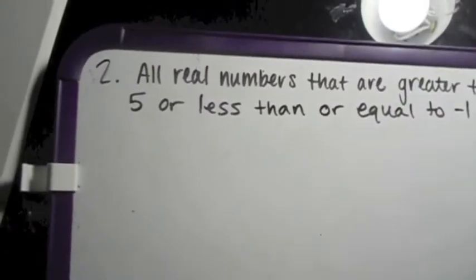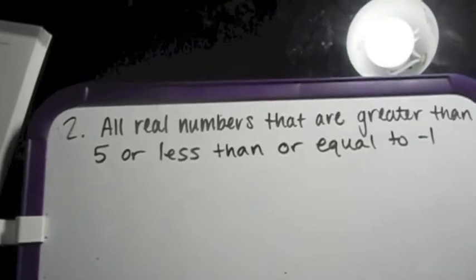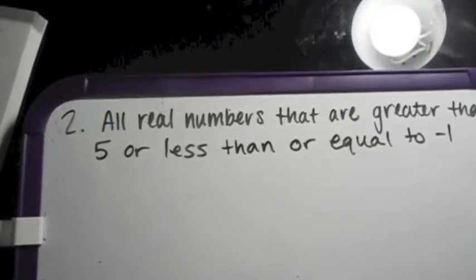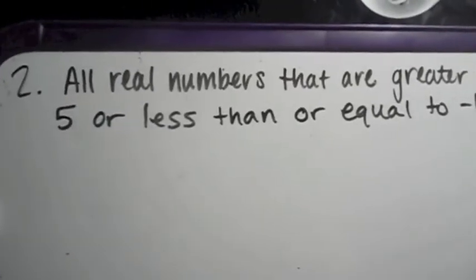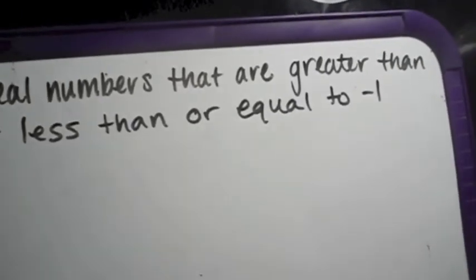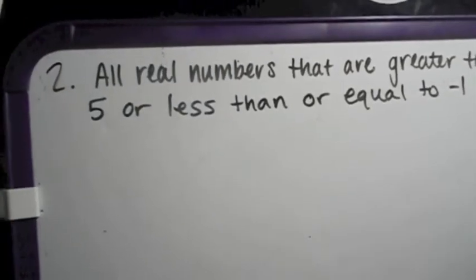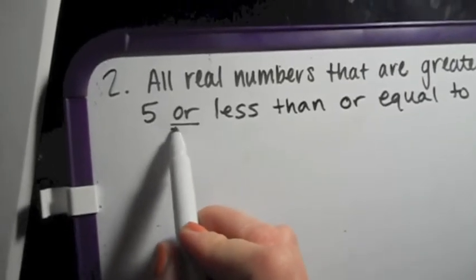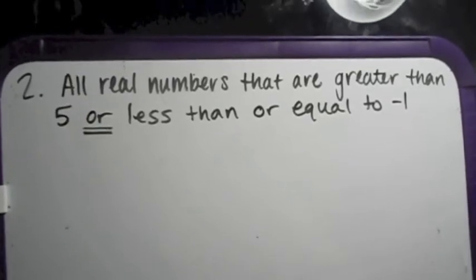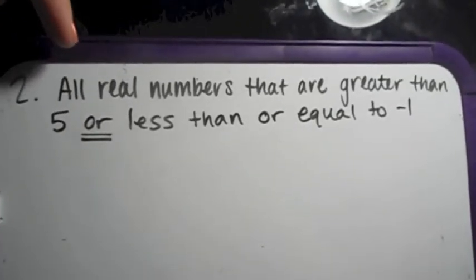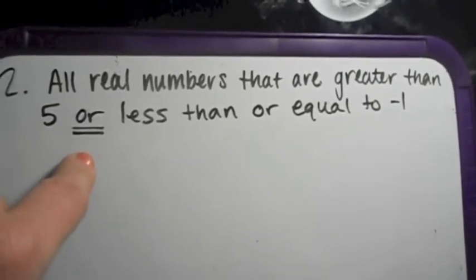Number 2 has the same directions as number 1. Translate the verbal phrase into an inequality, then graph the inequality. Number 2 reads, all real numbers that are greater than 5 or less than or equal to -1. So we have two inequalities here that are connected by the word or. When you read this sentence, you need to be able to recognize that you have two inequalities connected by the word or. Yes, I just said that twice.